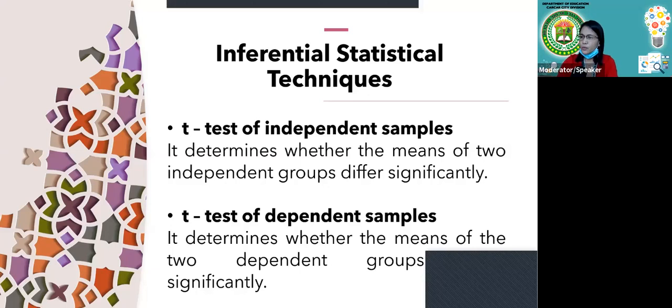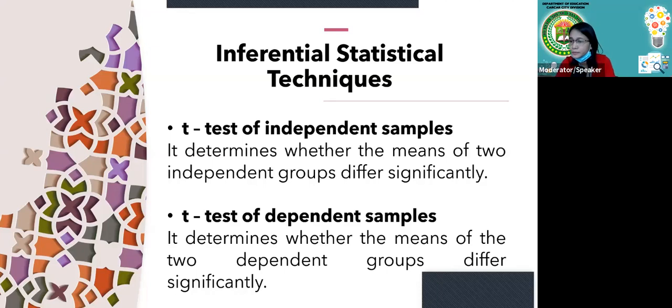Next, the t-test of dependent samples. It determines whether the means of two dependent groups differ significantly. So you have the same group, and you want to check, for example, if there is a significant difference in the means of their performance.